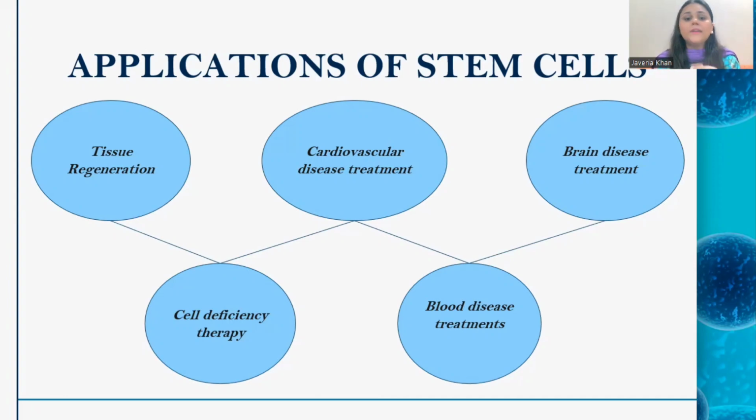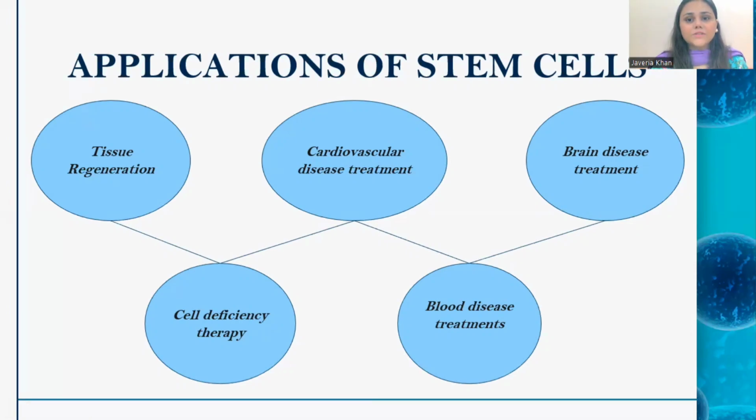Doctors now routinely use adult stem cells to treat diseases such as leukemia, sickle cell anemia, and other immunodeficiency diseases. These stem cells are mostly found in blood and bone marrow and can produce all types of blood cells.